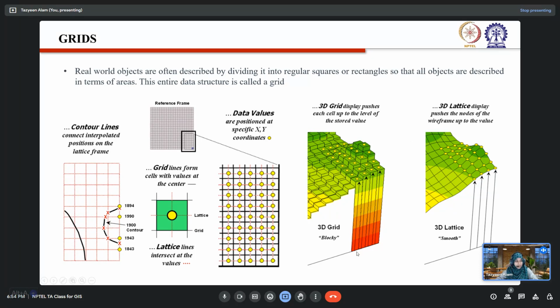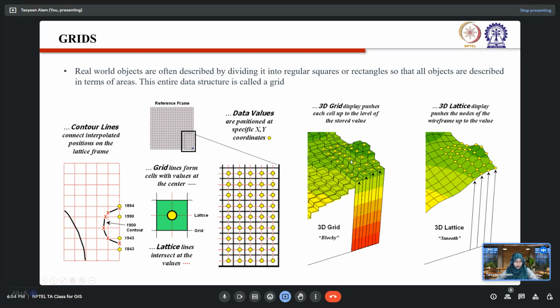Similarly, if we take this same example in a three-dimensional figure on GIS, we see that the 3D grid display pushes each cell up to a level of stored value, right? So this stored value is actually telling us the height of a certain elevation. So let us consider this to be again a terrain value. So this is giving a three-dimensional picture of your contour.